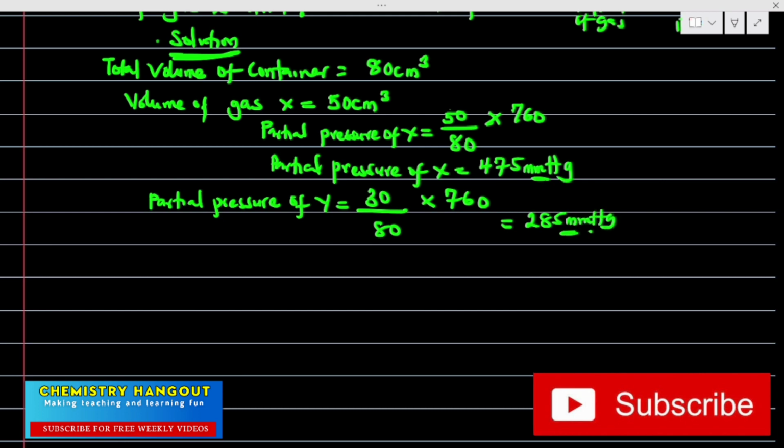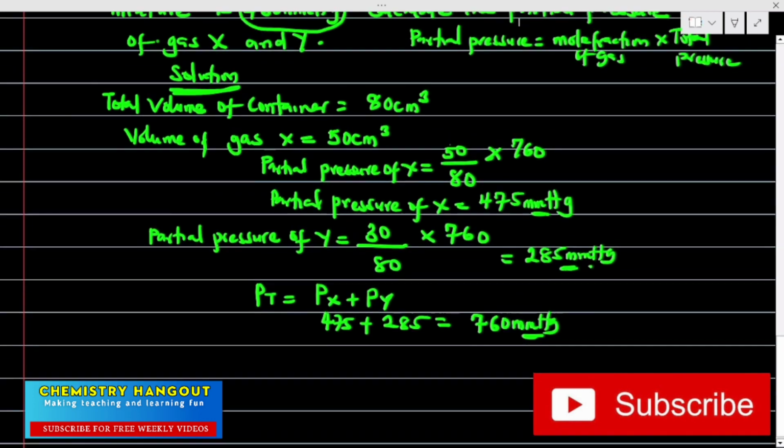Now, if I want to check if my answer is correct, I already know that the total pressure will be the partial pressure of gas X plus the partial pressure of gas Y. The partial pressure of X is 475 plus the partial pressure of Y is 285. If you add this together, it's going to give us 760 millimeter mercury, which is in line with the total pressure they gave us, meaning our answer is correct.